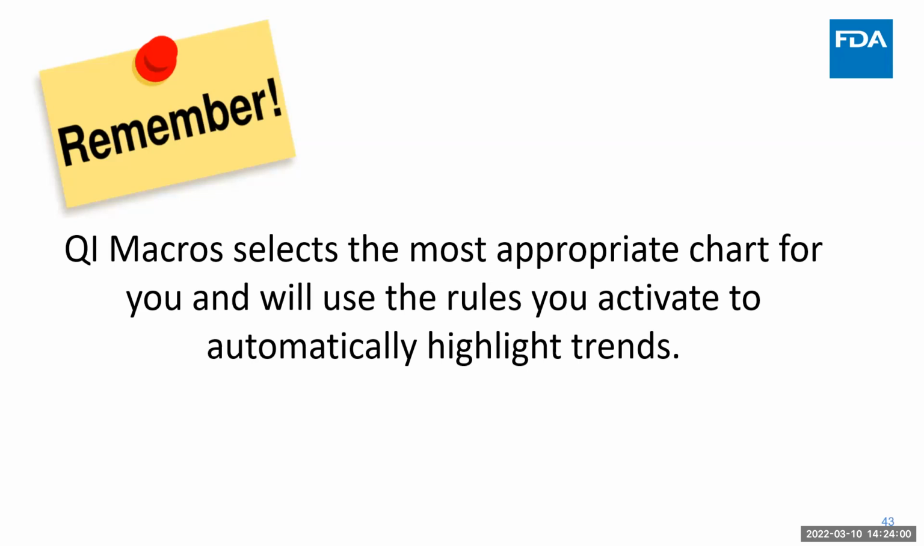This cannot be emphasized enough. You will use this, and in addition to selecting the most appropriate chart for you, you can also pick which rules to highlight to automatically display the trend. You may want to look for one particular rule to take action on, and you can tell QI Macros, okay, this is where we want to take action. Highlight these points so that they show up.